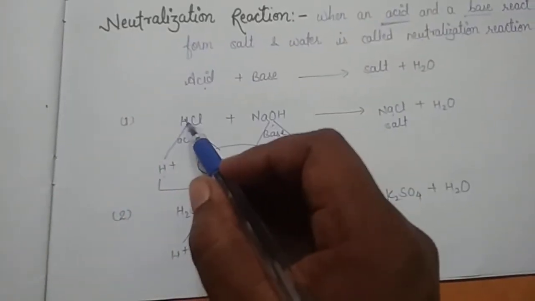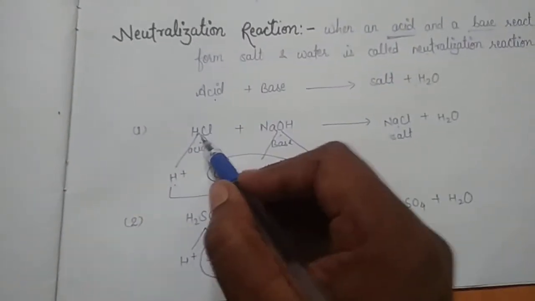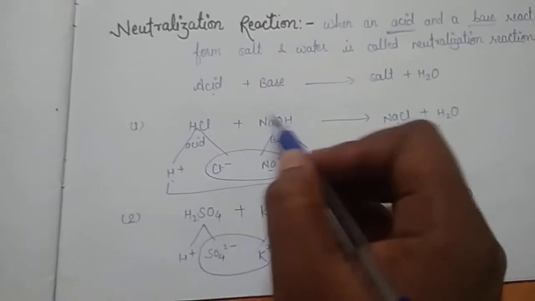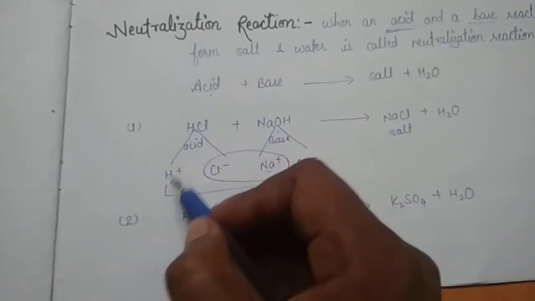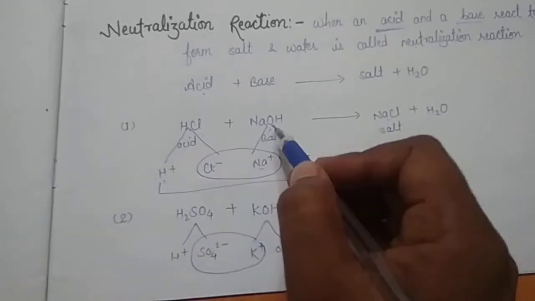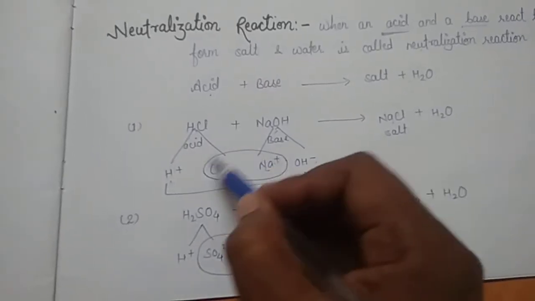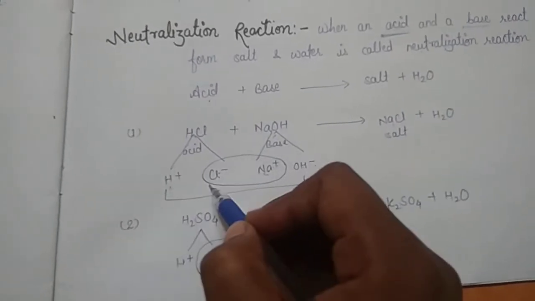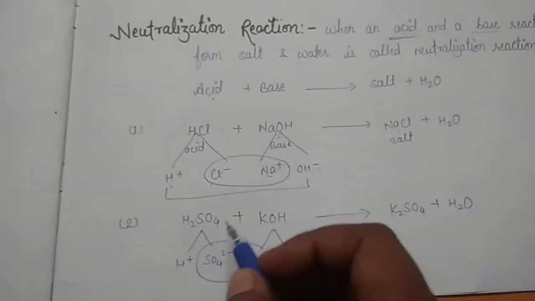For example, hydrochloric acid and sodium hydroxide. This is the acid and this is the base. We will read in detail about this type of acid and base in the next chapter. So write them in their ionic form: H plus Cl minus, Na plus OH minus. There will be formation of sodium chloride because positive charge attracts negative charge. It forms sodium chloride plus water.